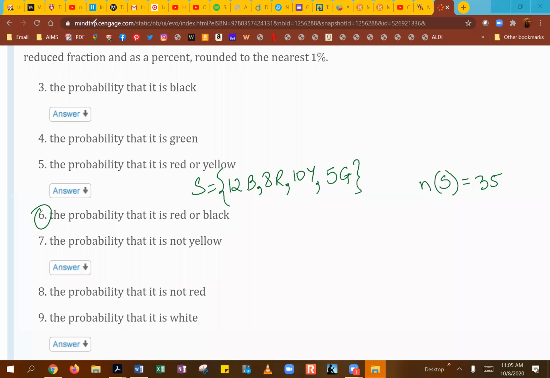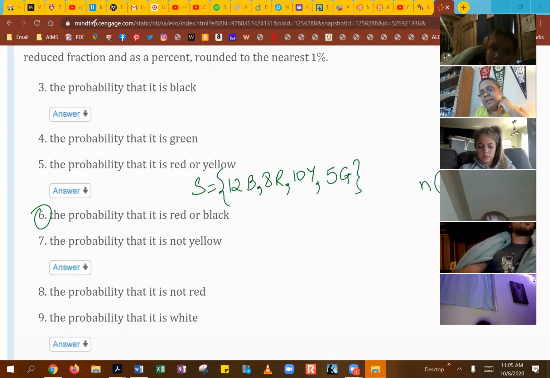So what is the probability that we will select a red or a black? Or you know what, let's wait on that answer. I may want to show you a rule before we do that one. So how about we just do number 3 and 4. So let's start with 3.